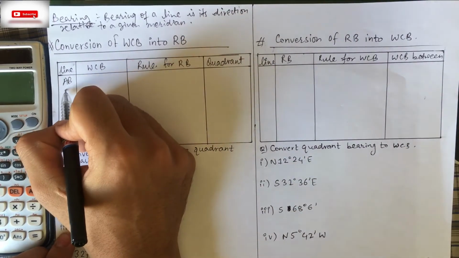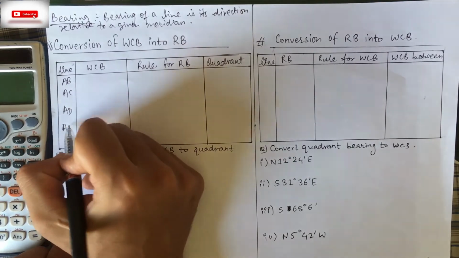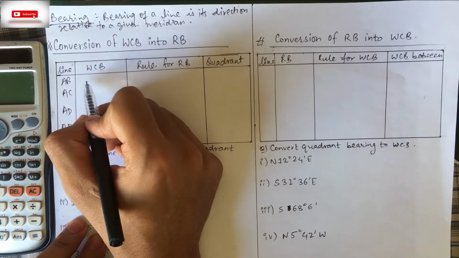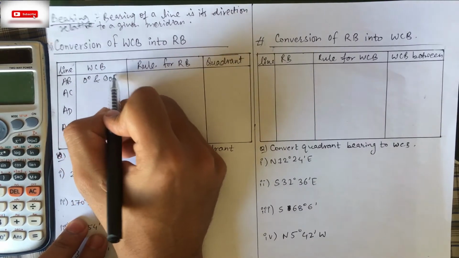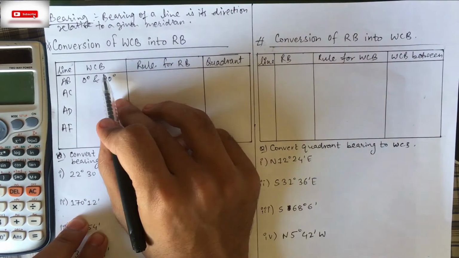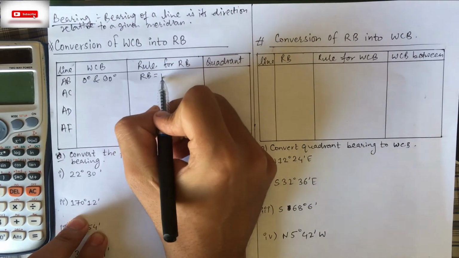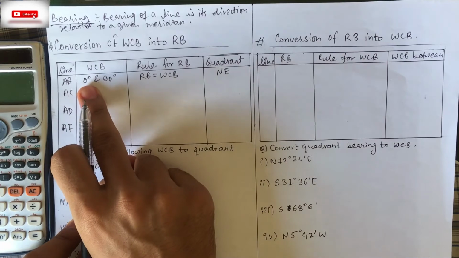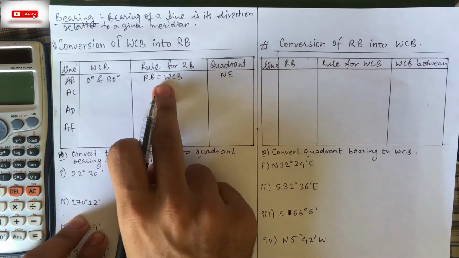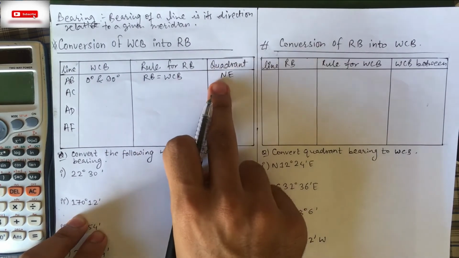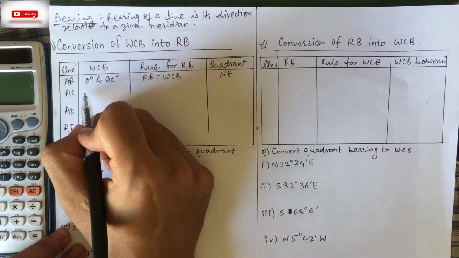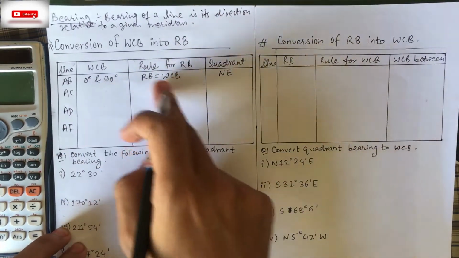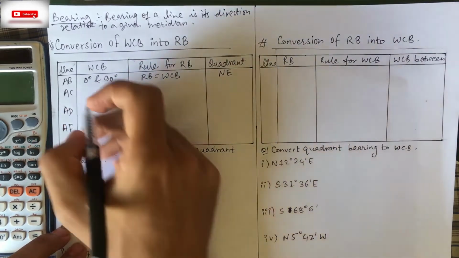Okay, let's write lines AB, AC, AD and AF. Now for AB line, whole circle bearing is 0 degree to 90 degree. Rule for RB, this is the basic formula you should know. In 0 to 90 degree, RB will be equal to WCB, and the quadrant will be northeast. First let's write all the things, then later we'll solve the problem. By seeing this table only, we can solve the problem easily.